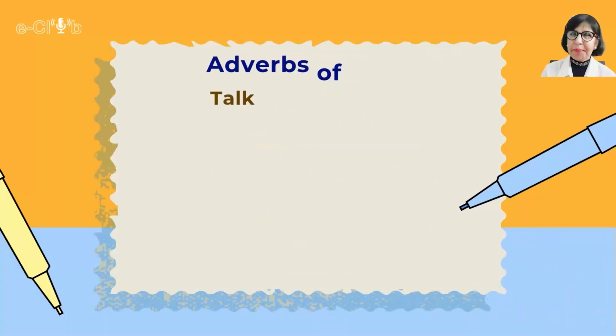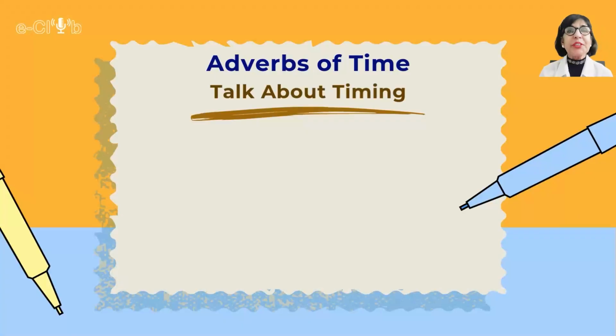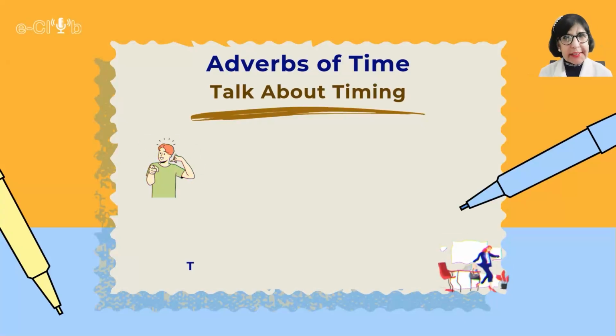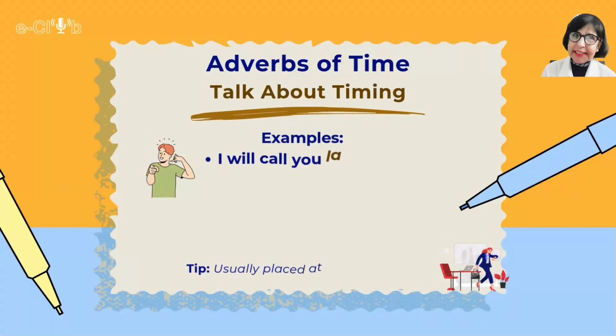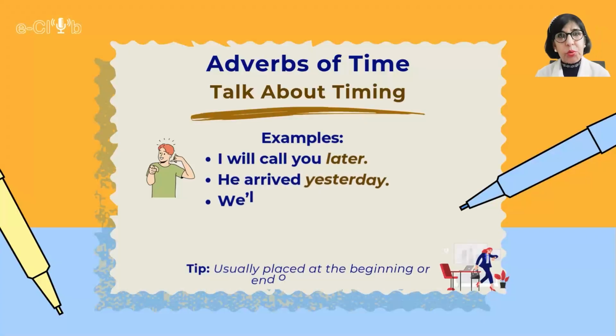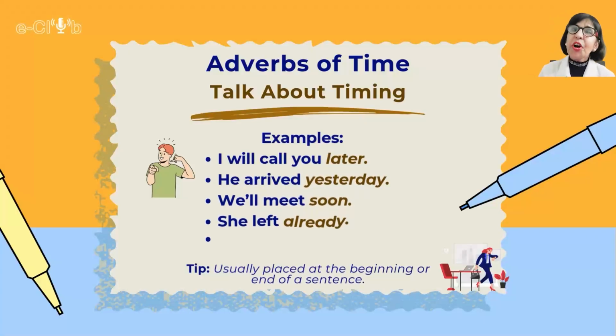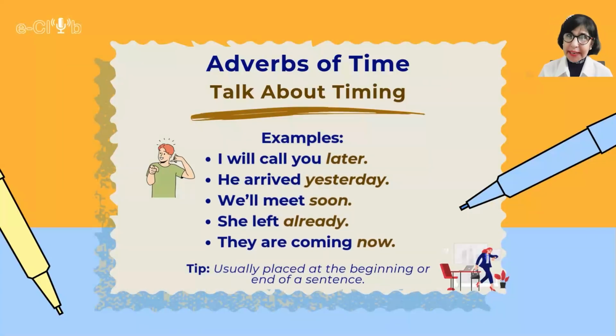Adverbs of time. These answer the question when. When did it happen? When will it happen? Here are some examples. I'll call you later. He arrived yesterday. We'll meet soon. She left already. They are coming now. These are super common in daily conversations and they usually come at the beginning or end of the sentence.